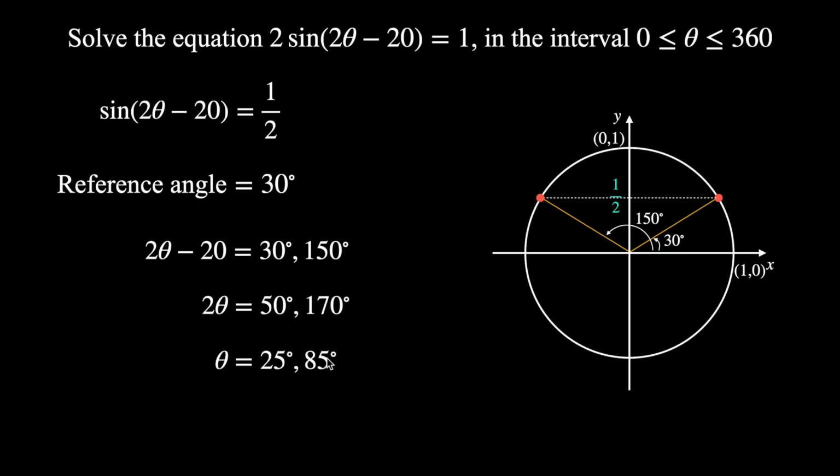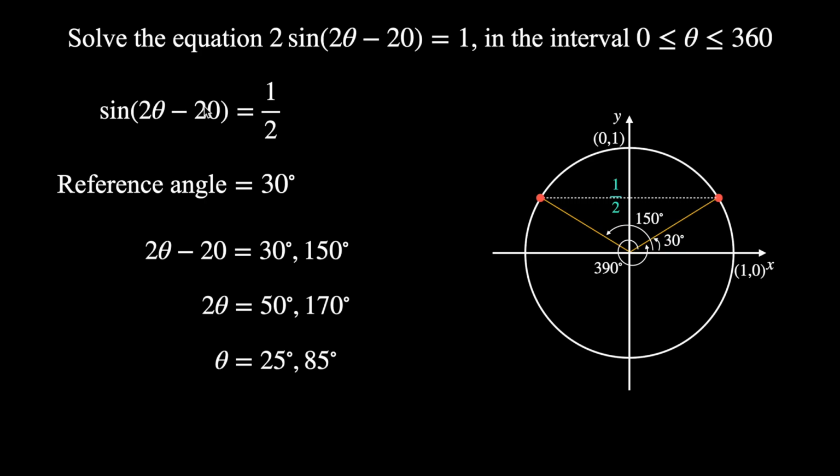Is this all of our solutions? Well, let's just have a look at another possible solution. So if we go all of the way around the circle back to this first point, that angle of rotation is going to be 390 degrees. How do we know whether to include this in our initial set of solutions for 2 theta take 20? Well, what you can do is to look at the interval, not for theta, but for 2 theta take 20.